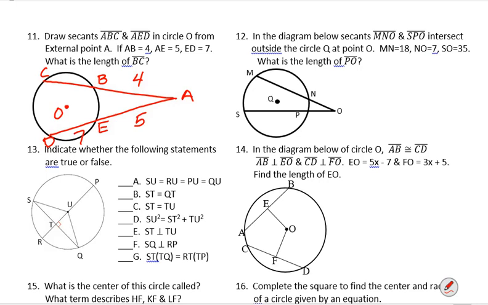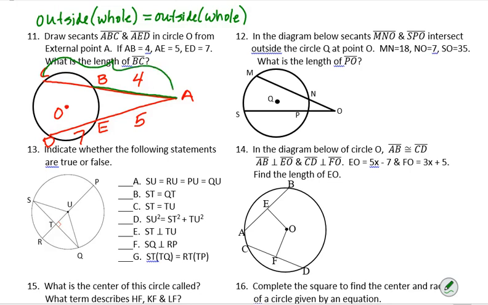So remember, our formula for this one is, and I'm going to write it up here on top. Because these are two secants, outside times the whole is equal to outside times the whole. Okay? So this is our outside. This whole thing is the whole. Here again, this is the outside. This whole thing is the whole. So let's go ahead and work this.